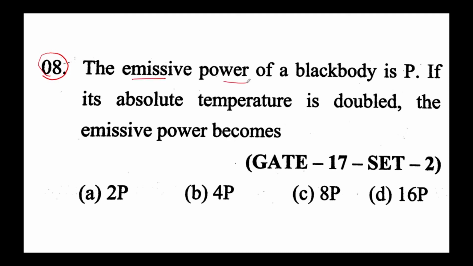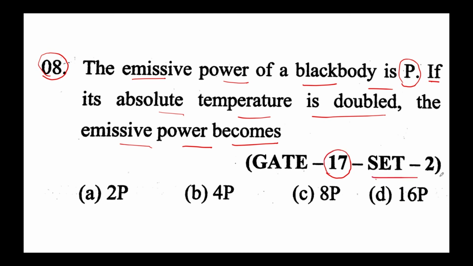The emissive power of a black body is designated as P. If the absolute temperature is doubled, the emissive power becomes. This question was asked in GATE 2017, again in the afternoon session, and it is clearly a 1 mark question. Option A: 2P, option B: 4P, option C: 8P, and option D: 16 times P.